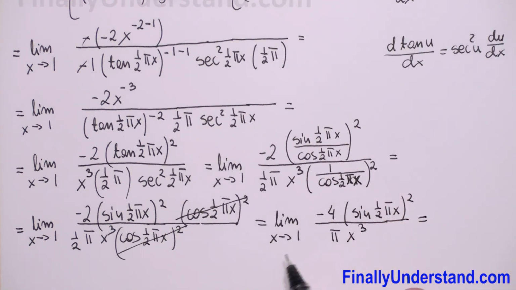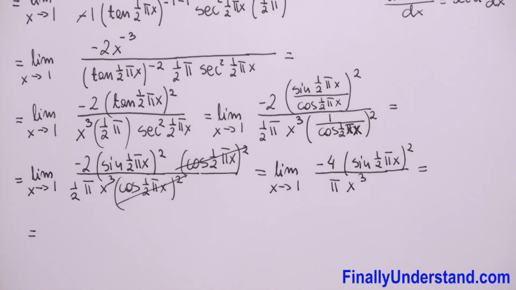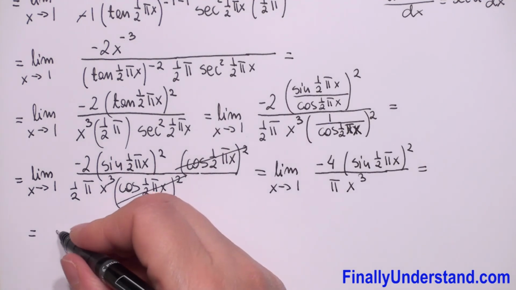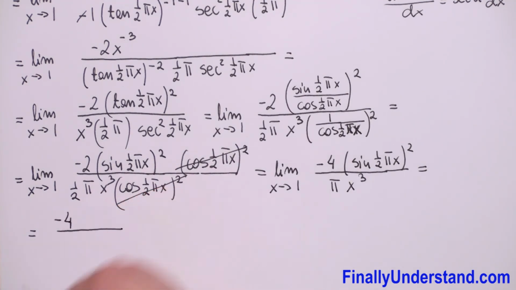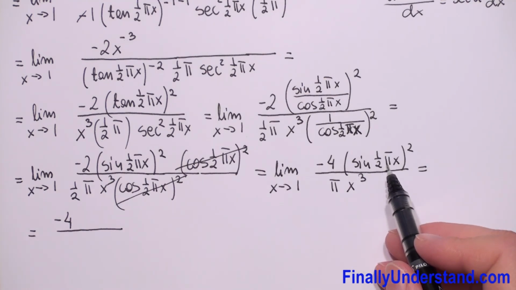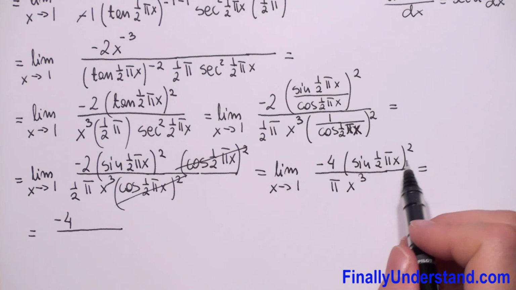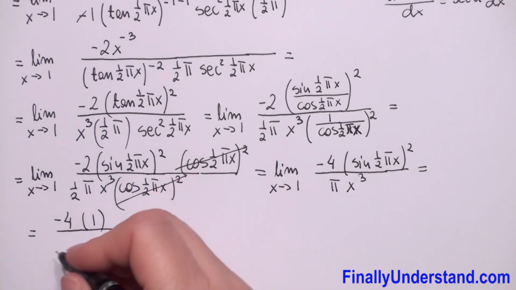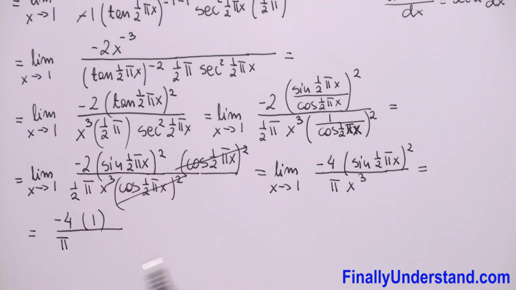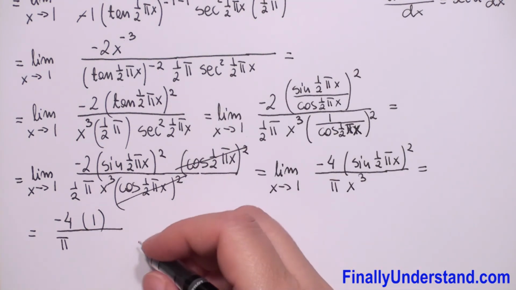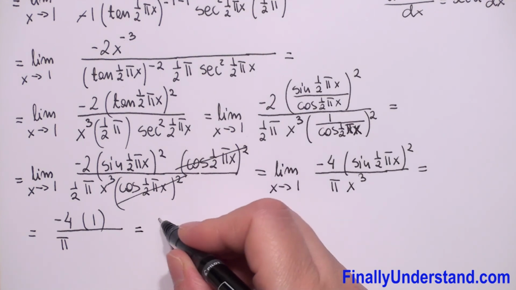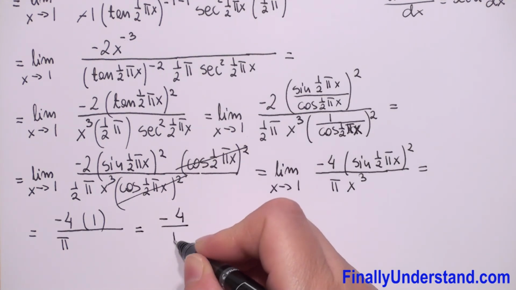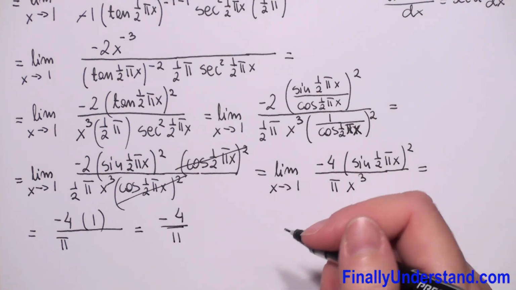So now when x approaches 1, we will have in numerator negative 4 times sine of 1/2 pi is 1 and square is still 1. And in the denominator we will have pi times 1 cube is 1, so we don't have to write. So we have negative 4 over pi. This is my solution.